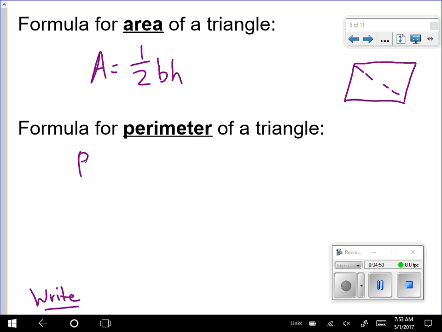Then the perimeter, as always, is just to add all sides. You have 3 sides to a triangle, so you add those up, and you'll find the perimeter. So here we're going to go with an example together, and then I'm going to have you try one on your own.